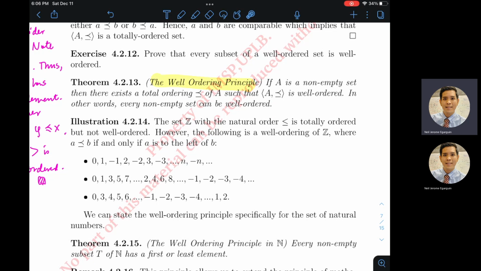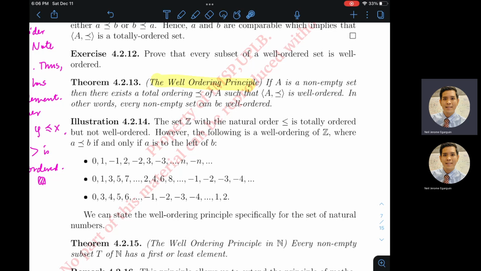Well, the well-ordering principle promises us na dahil si Z ay non-empty set, then makakapag-define ako sa kanya ng isang total order na well-ordered din. And of course, that promised relation by the well-ordering principle will be different from the natural order kasi alam na natin na yung natural order, though it is a total order, hindi siya well-order. Alright? So kailangan mag-define. Ang sinasabi lang ng well-ordering principle, kaya mong mag-define.